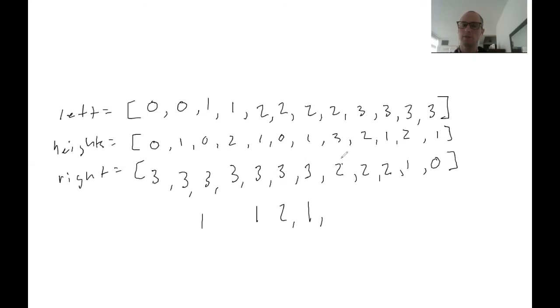And then here, we have 2 and 2, but our height is 3, so that's going to give us a negative value. We can't store anything there. Similarly here, that's going to give us a 0 value, so we can't store anything there.